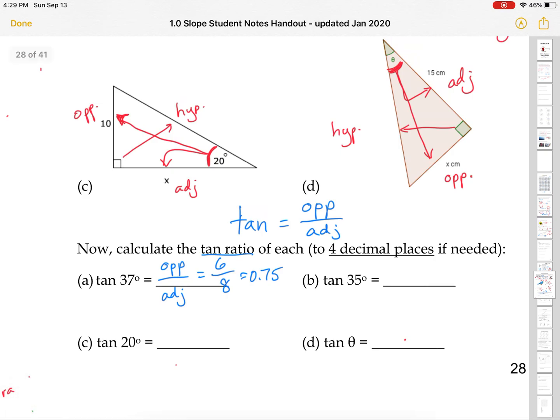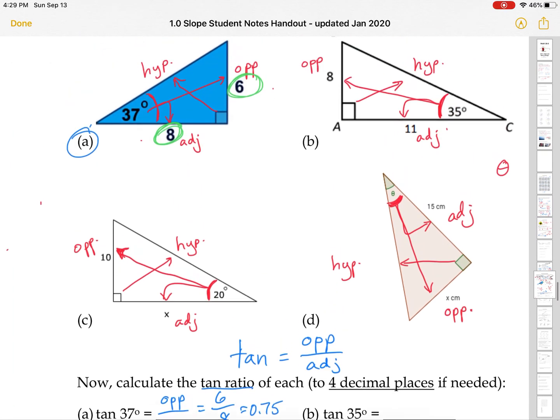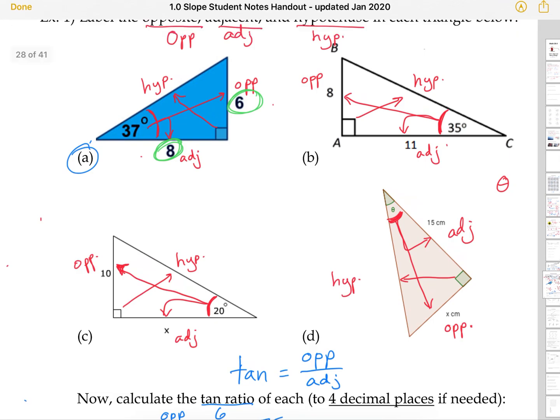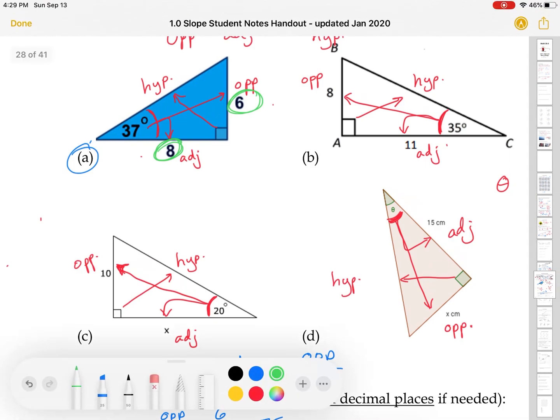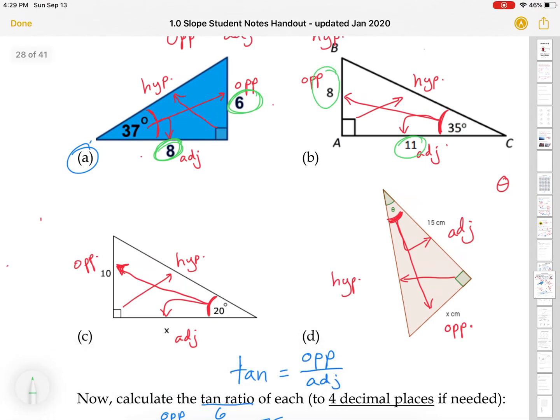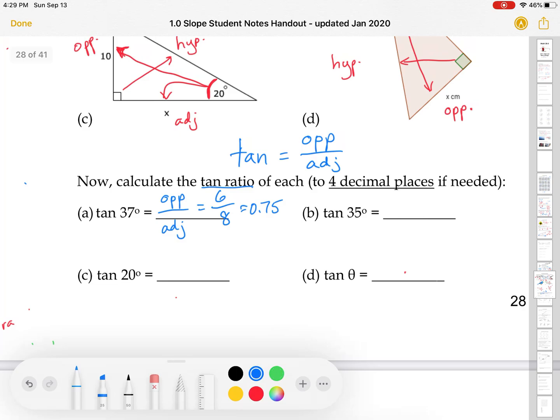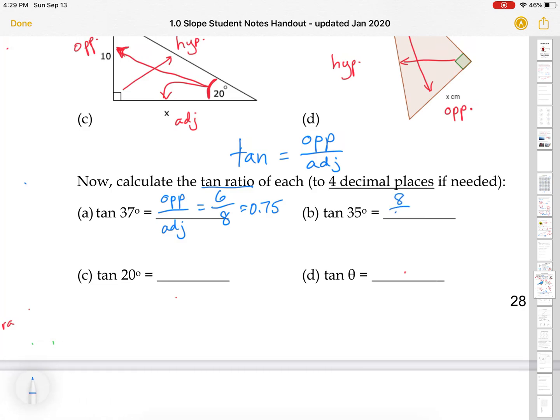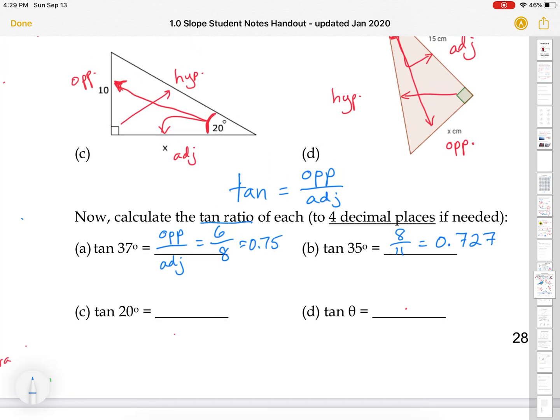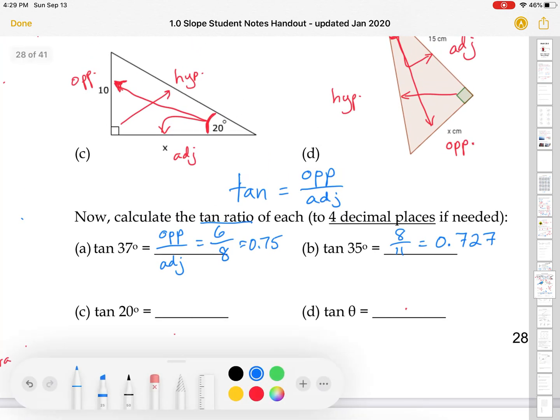Now looking at the second triangle, our opposite, let's circle these, is 8, and our adjacent is 11. So 8 over 11, and when we divide, I get 0.727. Okay, now the next two have x's in them. That's okay. So let's find them.